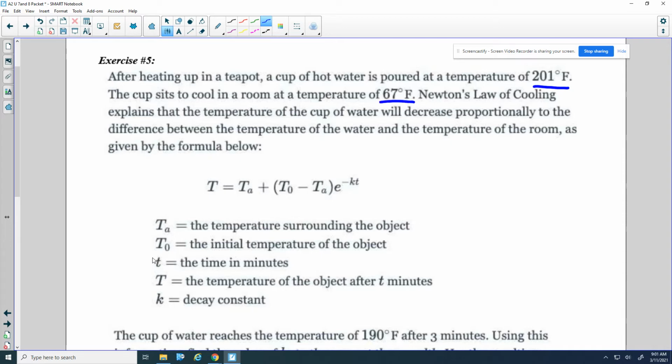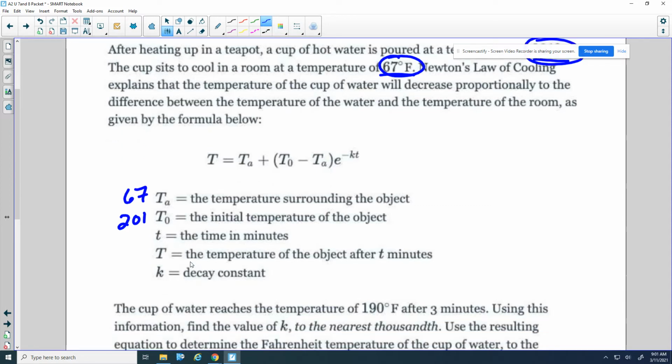Newton's law of cooling explains that the temperature of the cup of water will decrease proportionally to the difference between the temperature of the water and the temperature of the room, as given by the formula below. So here is our same formula. I'm going to transfer that information. So the initial temperature, starting temperature, is 201. And the temperature of the room surrounding the object is 67. More of our information is going to come down the page a little bit.